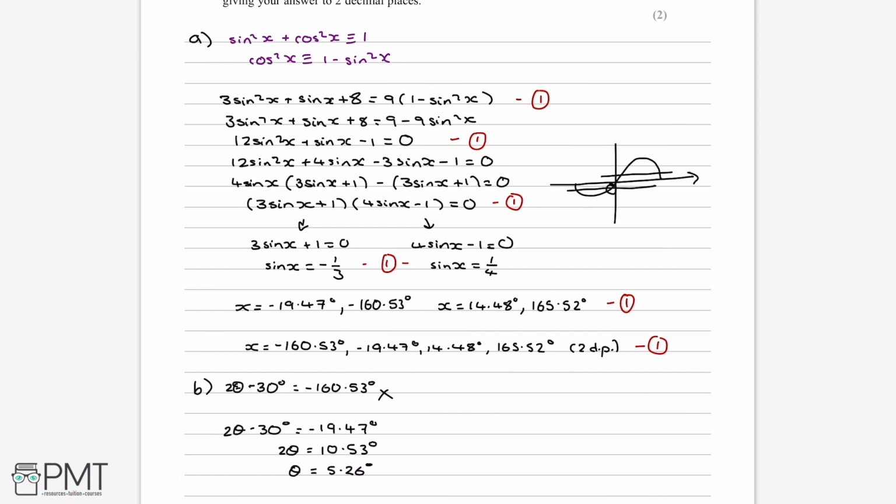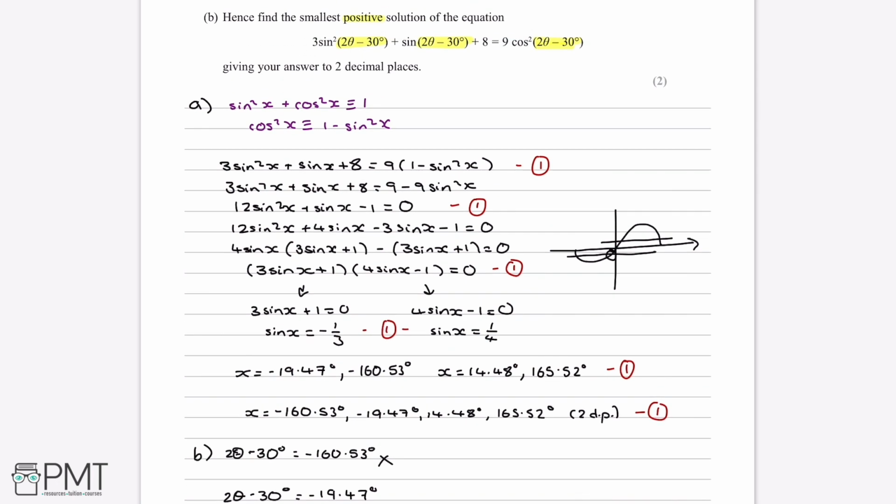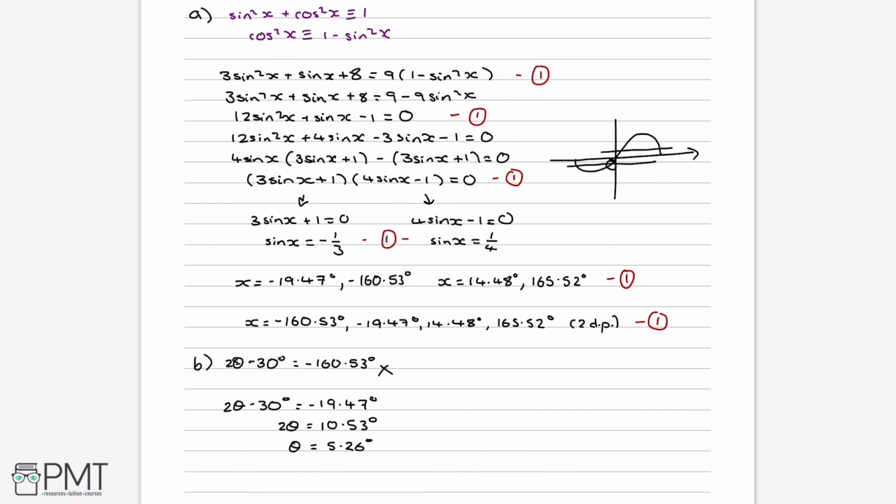And this is the smallest positive solution of the equation. And for the 2 marks available in this question, the first one is awarded for setting 2 theta minus 30 degrees equal to minus 19.47 degrees. And then we get an answer mark for saying that theta is equal to 5.26 degrees.